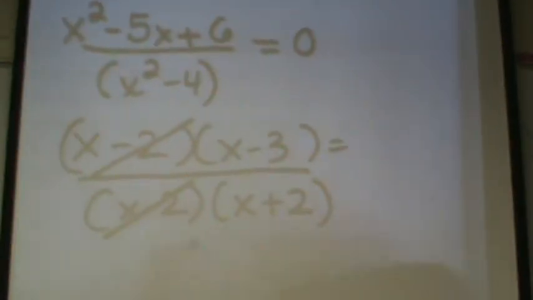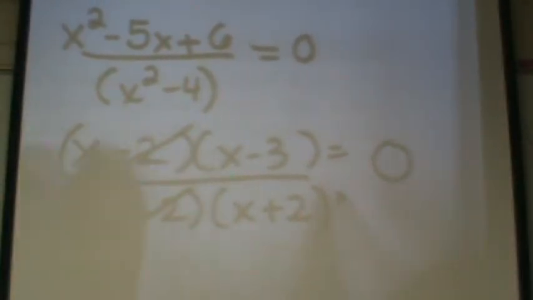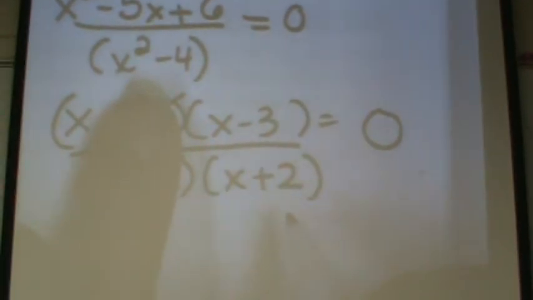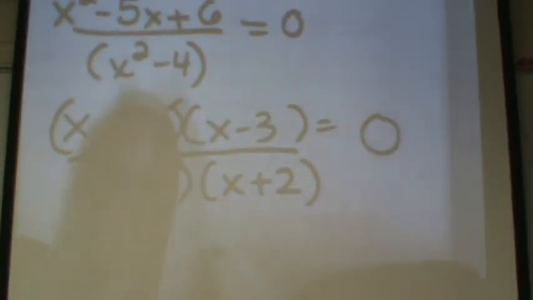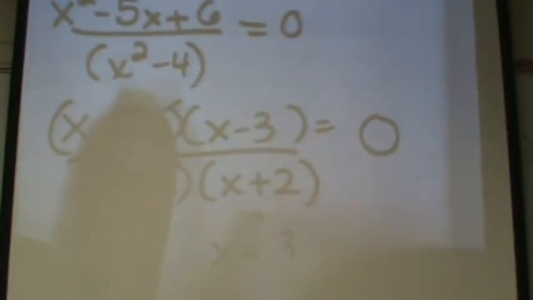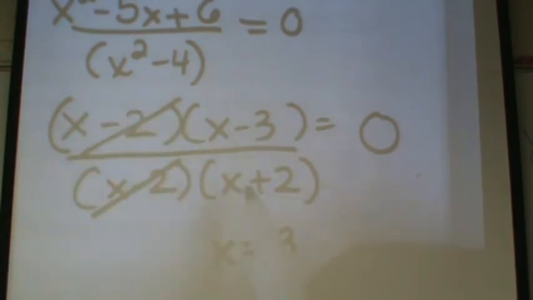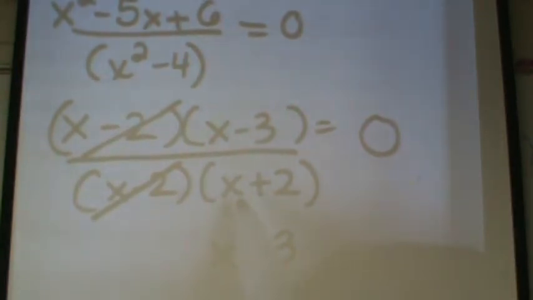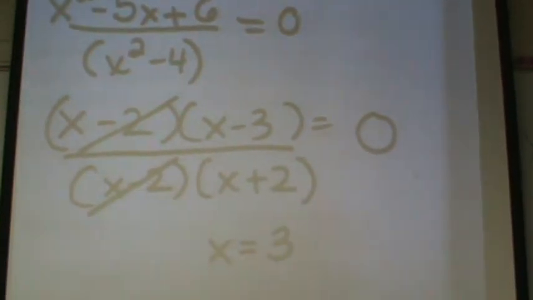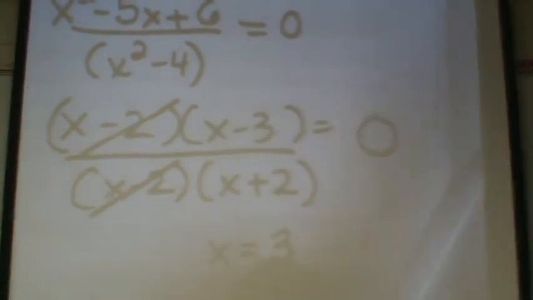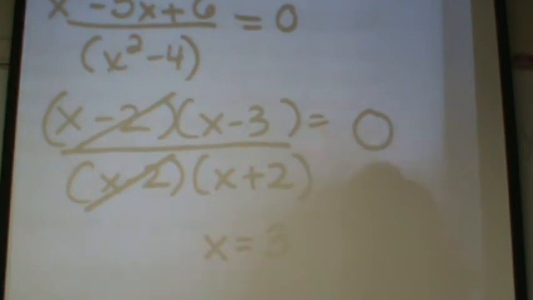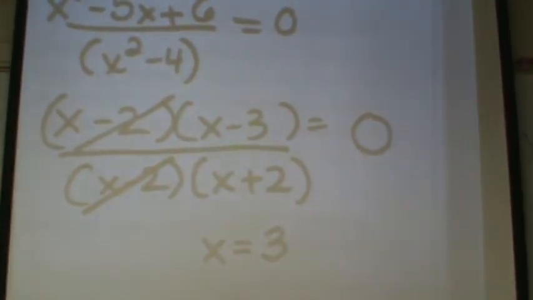Cancel those. So now, what you're left with here is this fraction. So how do you get this fraction equaling 0? What would x have to be? 3. Now, you don't want a 0 down here, because if you get a 0 in the bottom, it's undefined, right? So I want a 0, and the only way to get this fraction equaling 0 is when x would be 3.